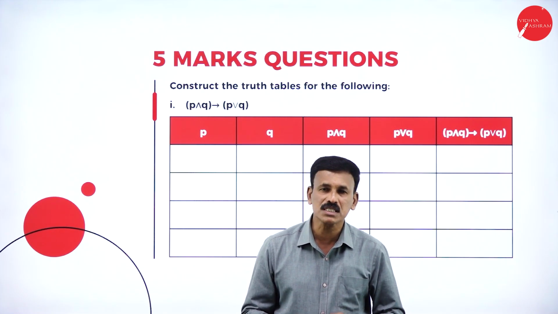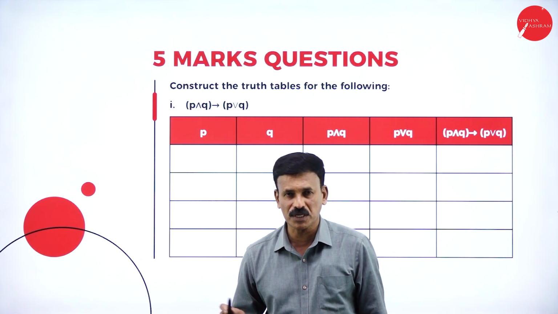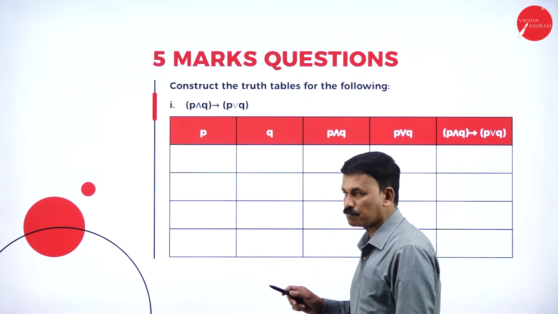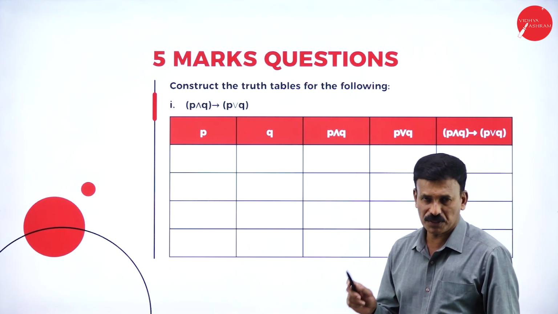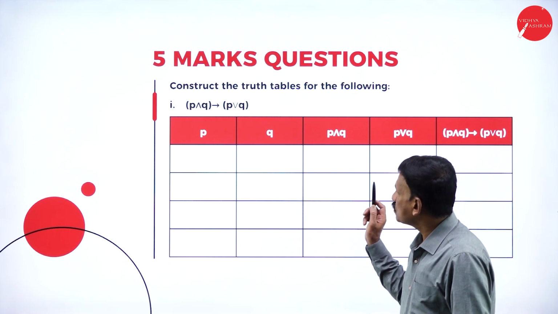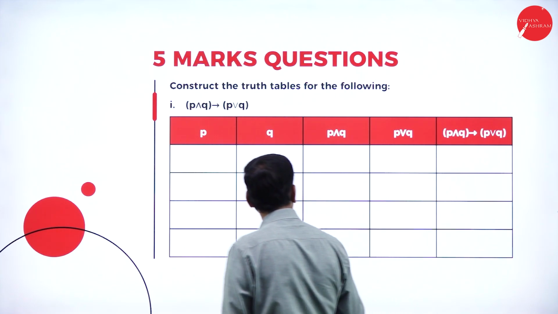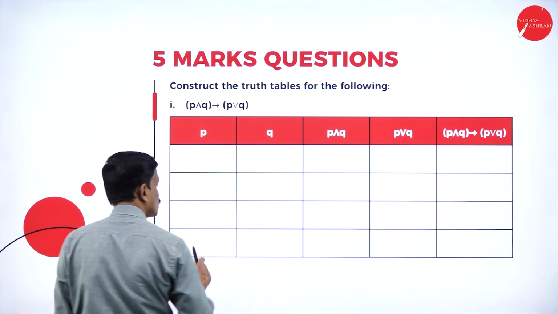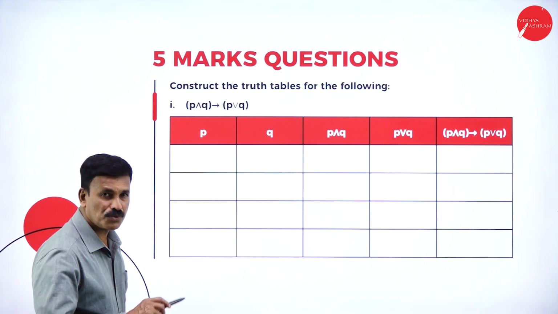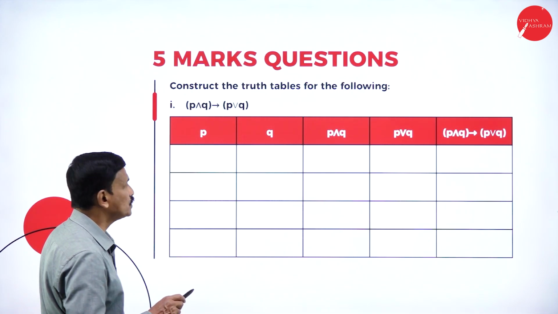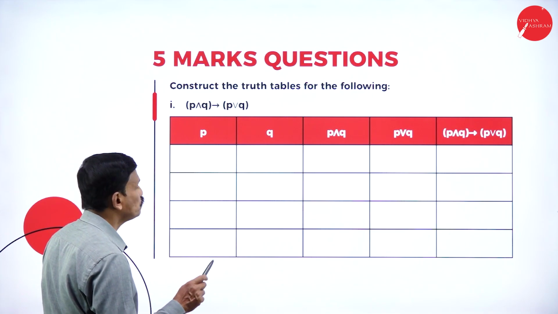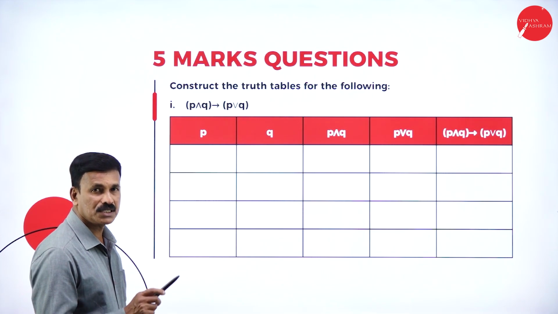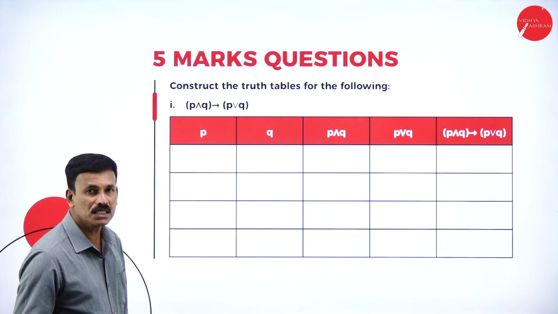Now, based on this, let us take a problem for 5 marks. This is a very important problem. You may expect one 5 marks question from this. Construct the truth table for the following. The given compound proposition is P conjunction Q conditional to P disjunction Q.